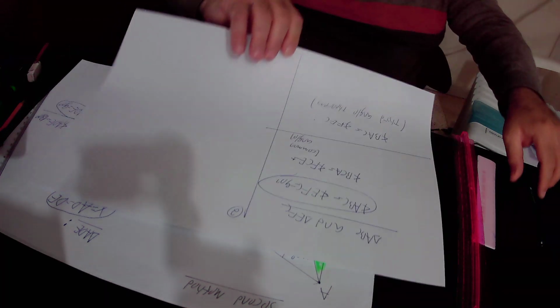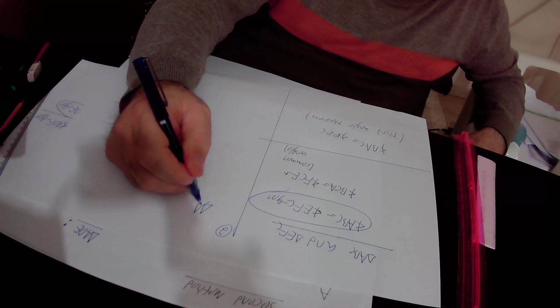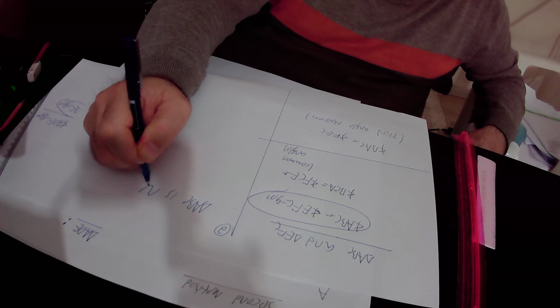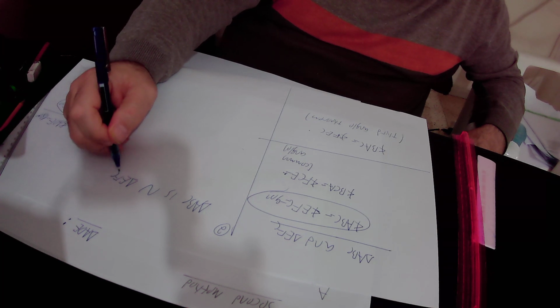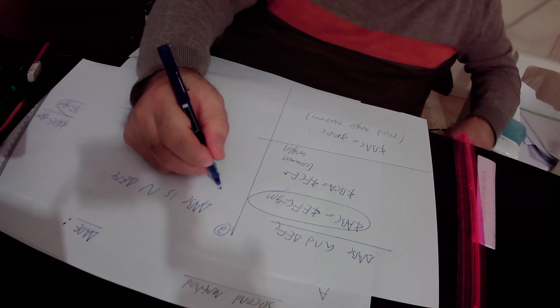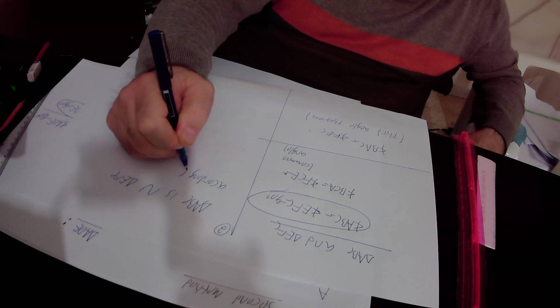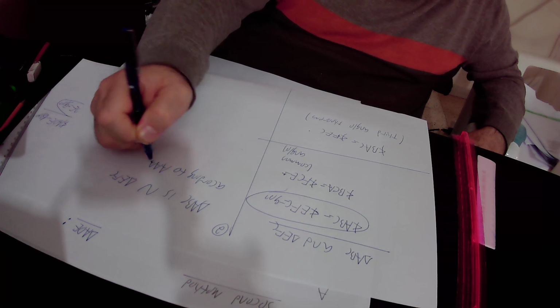I will write it down. We actually proved that triangle ABC is similar to triangle EFC according to the angle similarity rule.